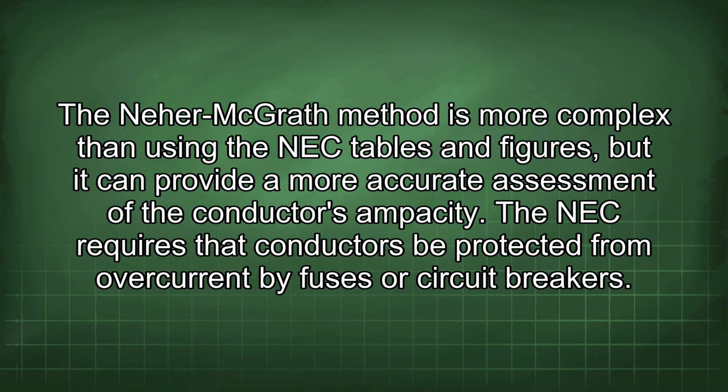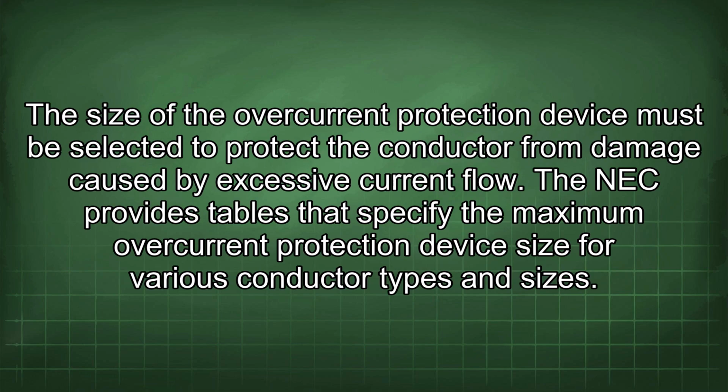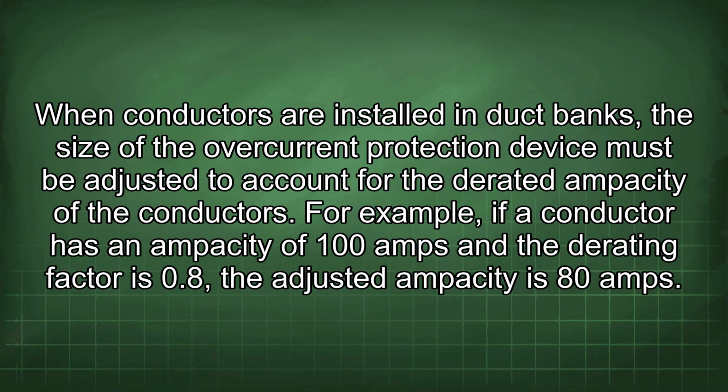The NEC requires that conductors be protected from overcurrent by fuses or circuit breakers. The size of the overcurrent protection device must be selected to protect the conductor from damage caused by excessive current flow. The NEC provides tables that specify the maximum overcurrent protection device size for various conductor types and sizes. When conductors are installed in duct banks, the size of the overcurrent protection device must be adjusted to account for the derated ampacity of the conductors.